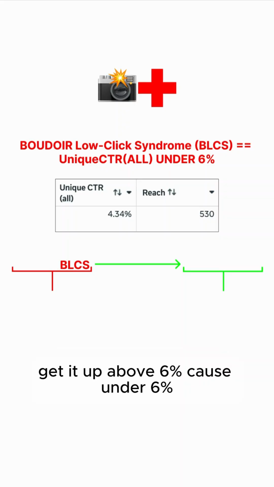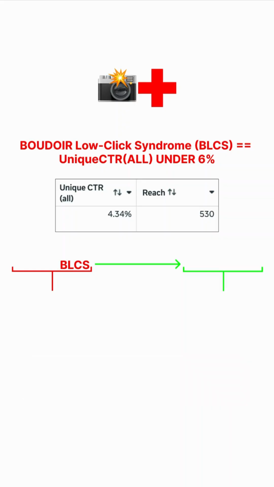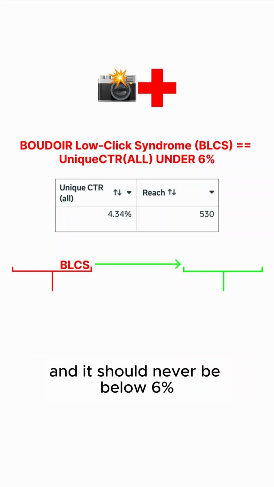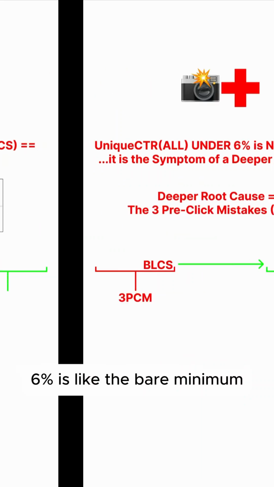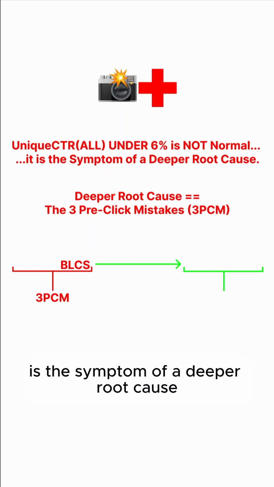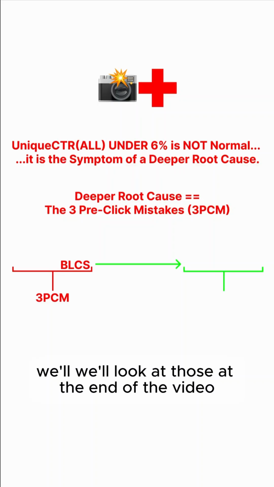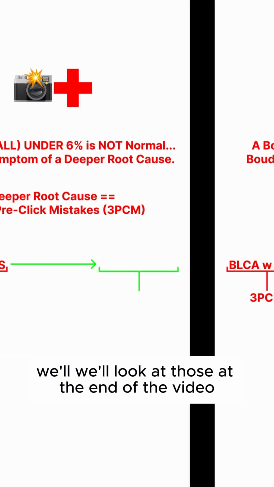So we need to get this number up as high as possible. Obviously, get it up above 6%, because under 6%, there's some massive structural issues with the ad. And it should never be below 6%. 6% is like the bare minimum. So unique CTR under 6% is not normal, it is the symptom of a deeper root cause. And the deeper root cause are the three pre-click mistakes. We'll look at those at the end of the video.